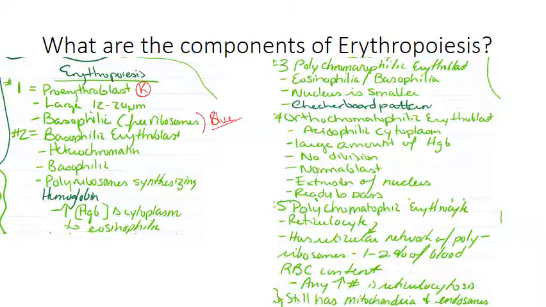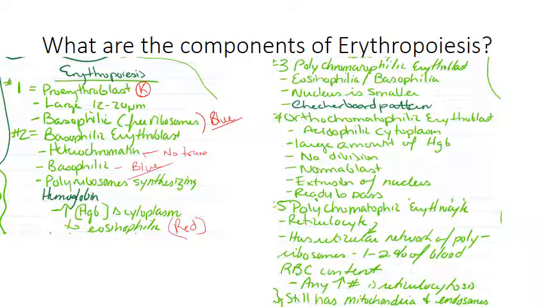Now, the basophilic erythroblast is the second stage in erythropoiesis. So we have heterochromatin, which, remember, means no transcription. It's basophilic, so it's blue. And we have polyribosomes synthesizing hemoglobin. So an increase in hemoglobin is in the cytoplasm, and this imparts eosinophilia, which means red.